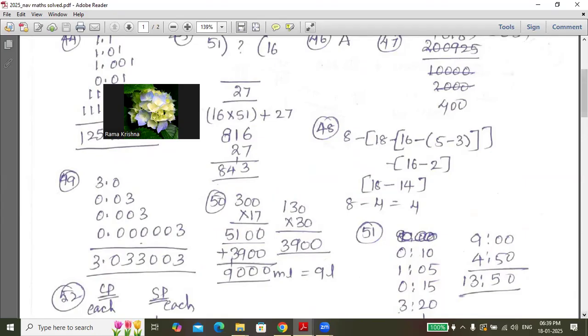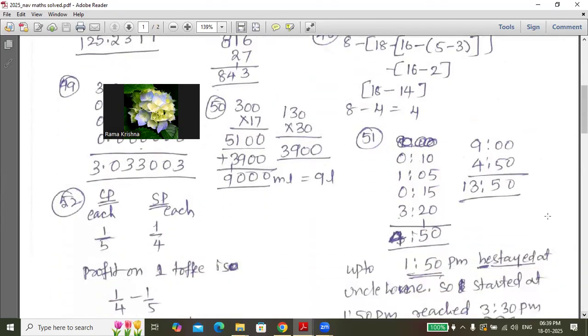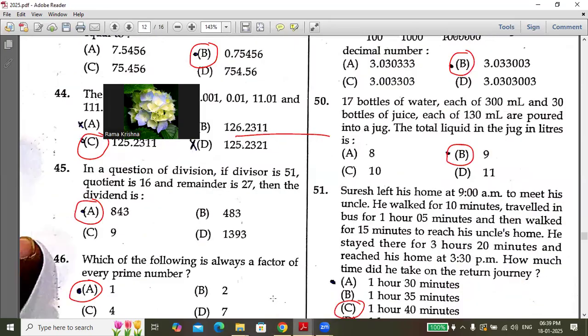Next, this 51st question is very nice, very simple. At 9 o'clock, 9 a.m., he started from his house. He walked 10 minutes, then traveled 1 hour 5 minutes, so 1 hour 5 plus 10 is 1 hour 15, then walked 15 minutes, so 1 hour 30 minutes to reach his uncle's home. You have to add all those timings.